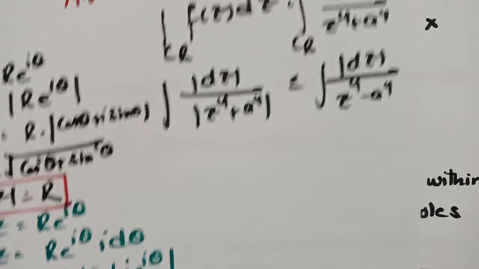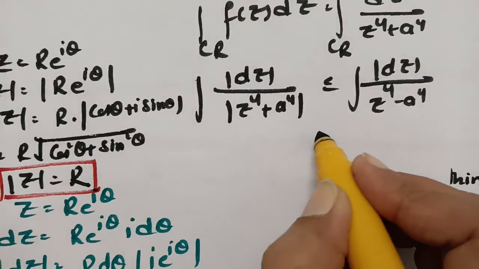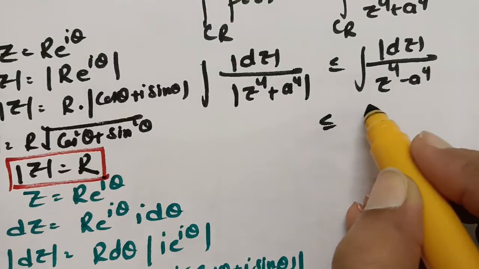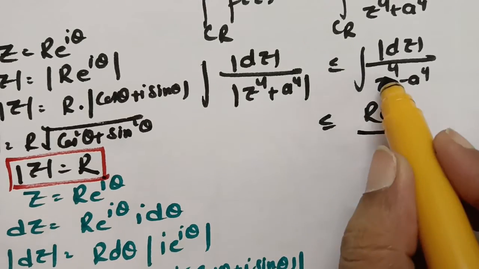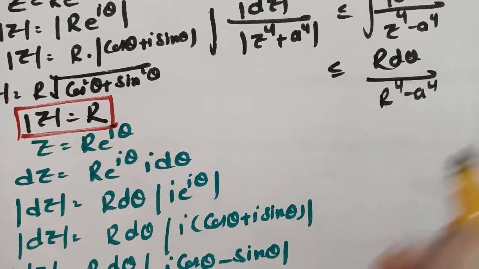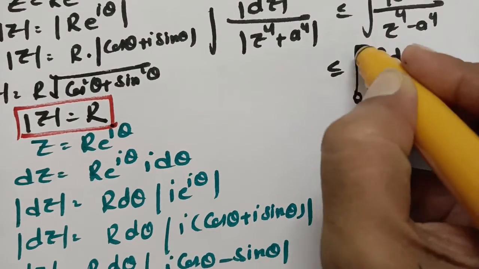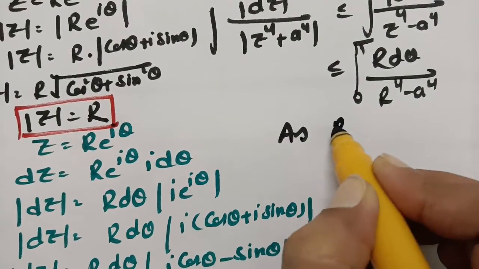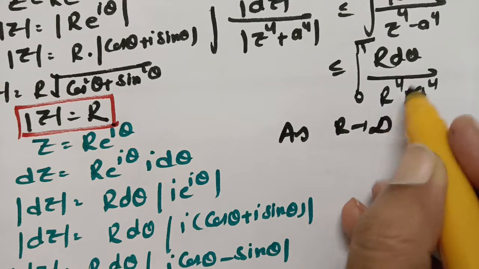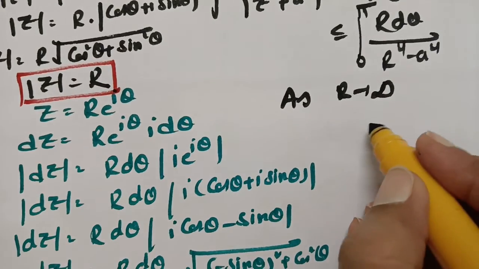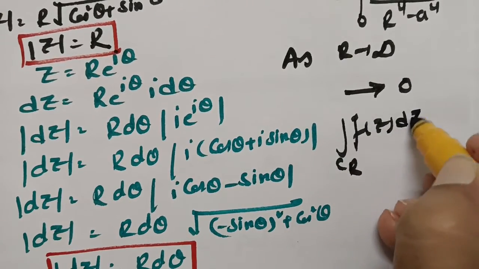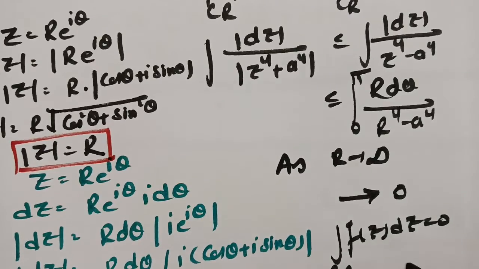Now I am going to substitute here. What is dz? dz is nothing but r into d theta. So this value is r into d theta, and in place of z, I am going to write r. So this is r power 4 minus a power 4, and this is from 0 to pi as r tends to infinity. Here if I take r common and cancel, still there r remains in the denominator. Therefore this tends to 0. Therefore the integral over CR of f of z dz is equal to 0, and this is equation 2.